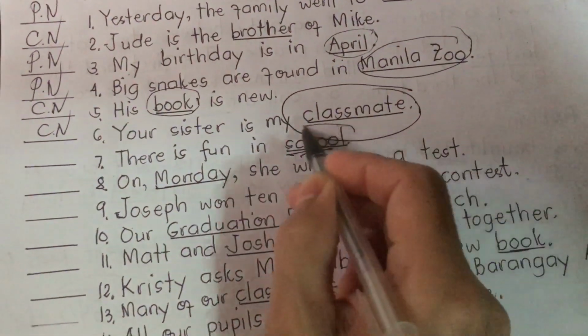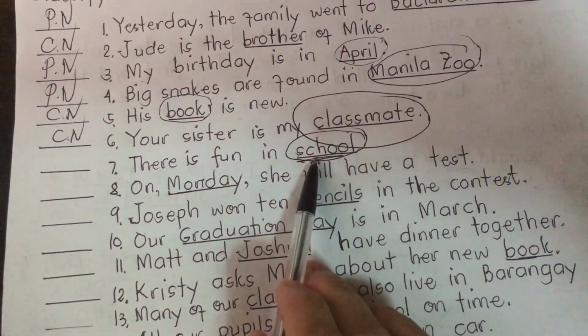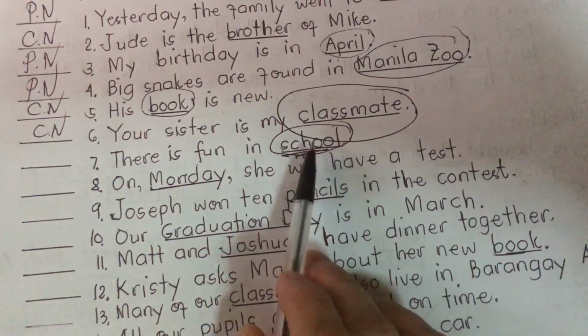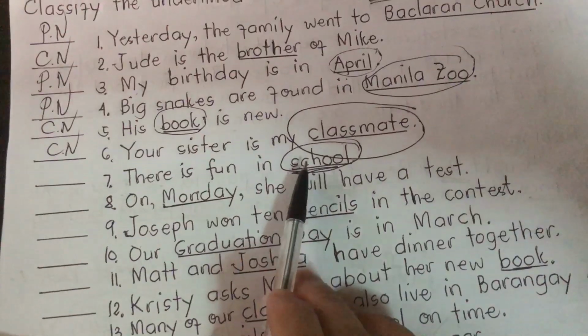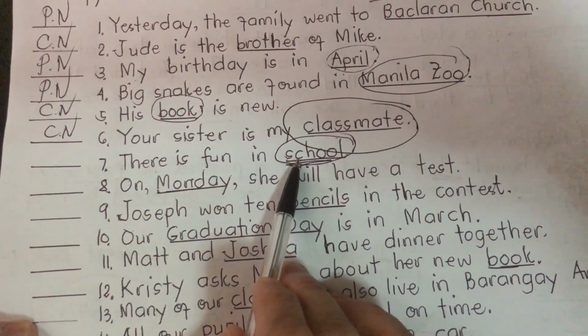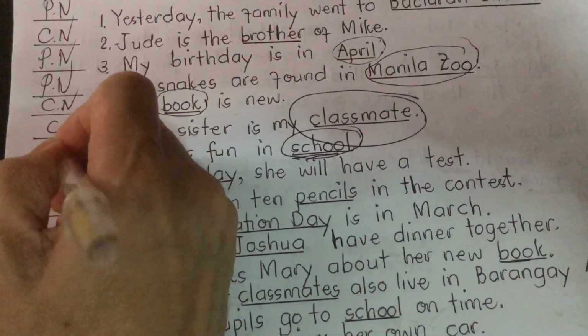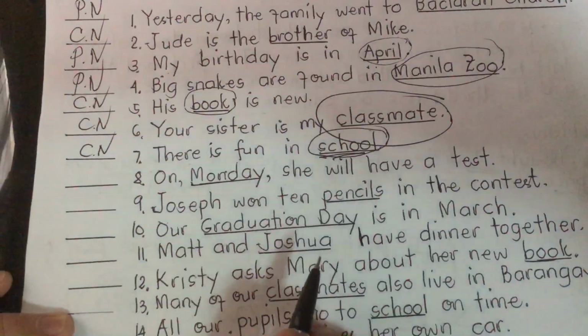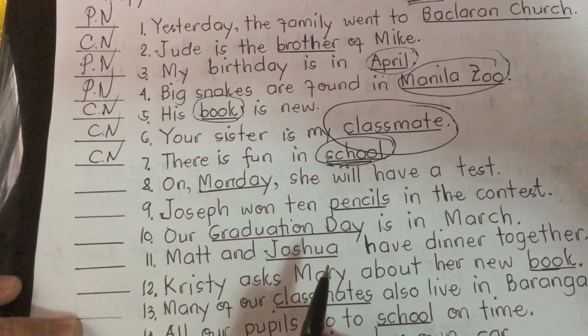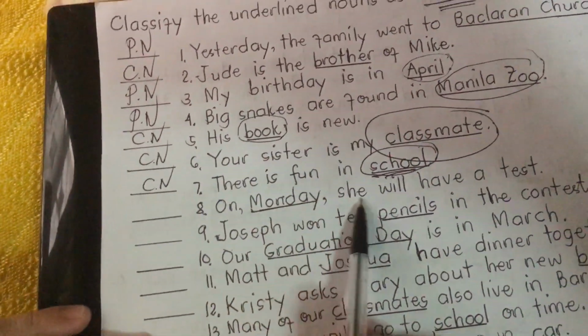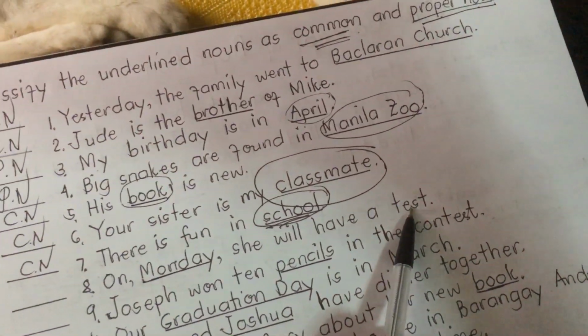The next word is school. Remember, class, school is written with S-C-H-O-O-L, that is what we call a common noun. We do not know what is the name of that particular school. So we're going to write C-N. That's a common noun. Eight, on Monday, she will have a test.